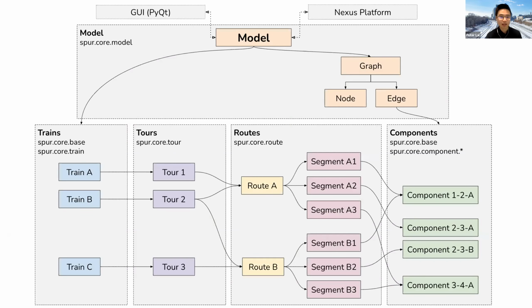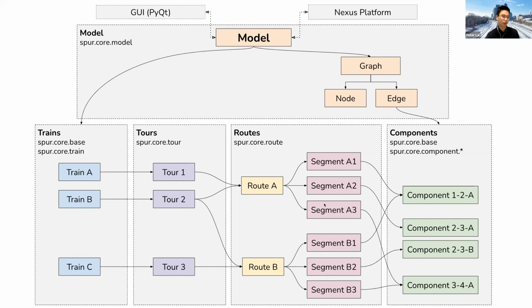So here is an organizational hierarchy of the various entities in Spur. As we said, the model is the brain. It has the graph representation of the network, which has the nodes and edges, and there are the various components in the network. Each route is encoded as a sequence of physical segments, each of which is one component. And then each train follows a sequence of routes, which we call a tour. You can think of it like a service block in transit operations terms.